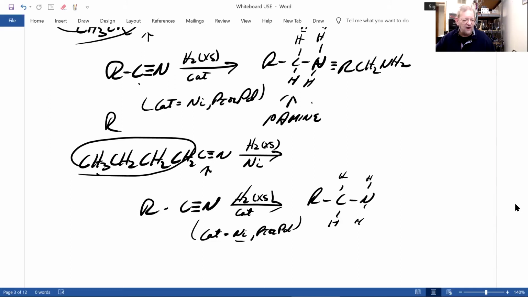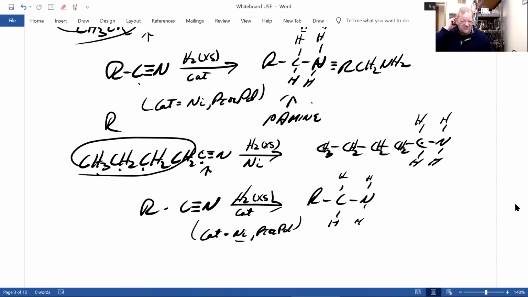Well, here I have 1, 2, 3, 4, plus this carbon right here, 5. You don't break carbon-carbon single bonds. 1, 2, 3, 4. Here's this carbon, and it's bonded to nitrogen. It'll break the 2 pi bonds. And there's the molecule you get. Pentylamine is one way of saying it. 1-aminopentane would be the IUPAC way.